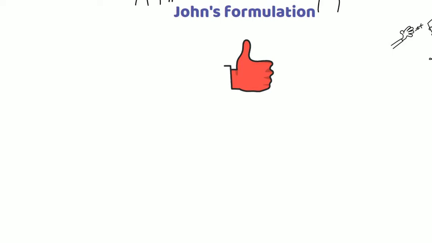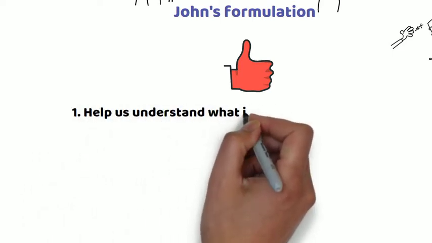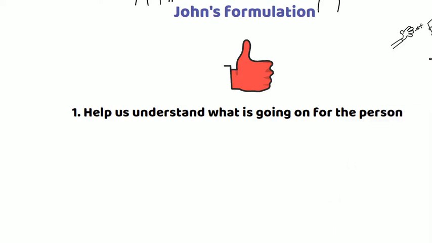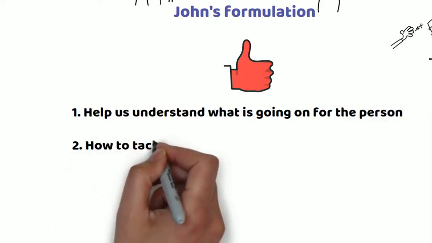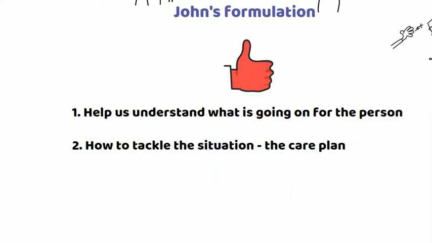So the rule of thumb should be to only collect the vital and relevant information. And this information must perform the following two functions. 1, to help us understand what's going on for the person, because this will guide the primary task. 2, to give us guidance about what to do to tackle the situation. In clinical situations, we call this feature our care plan.